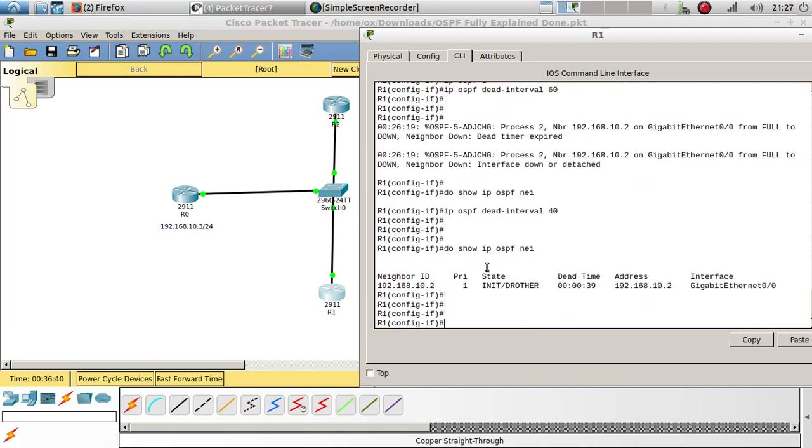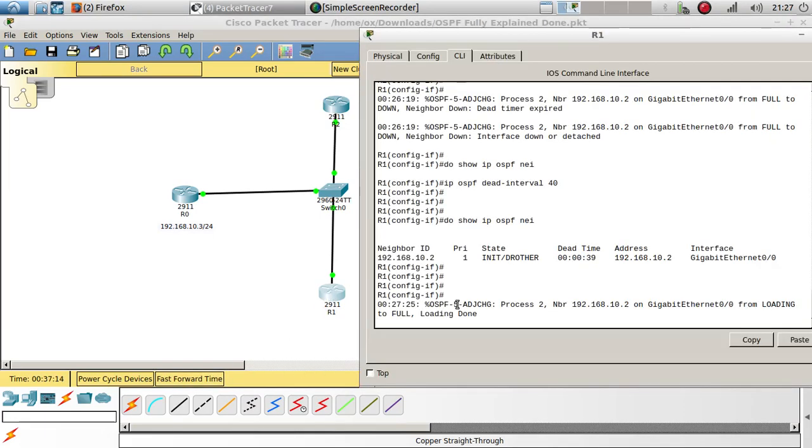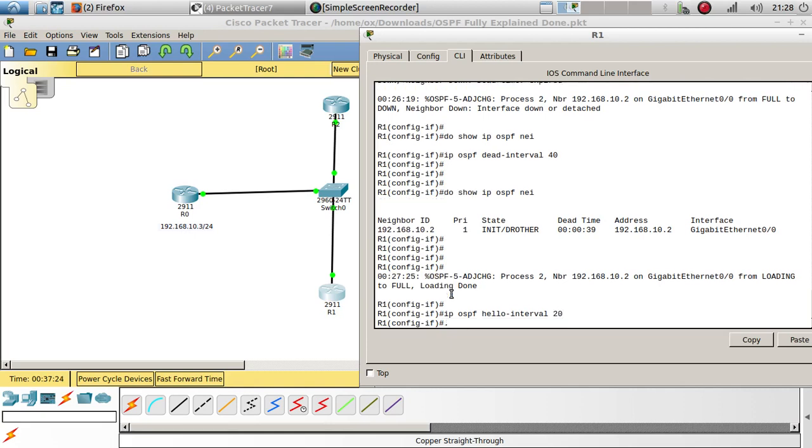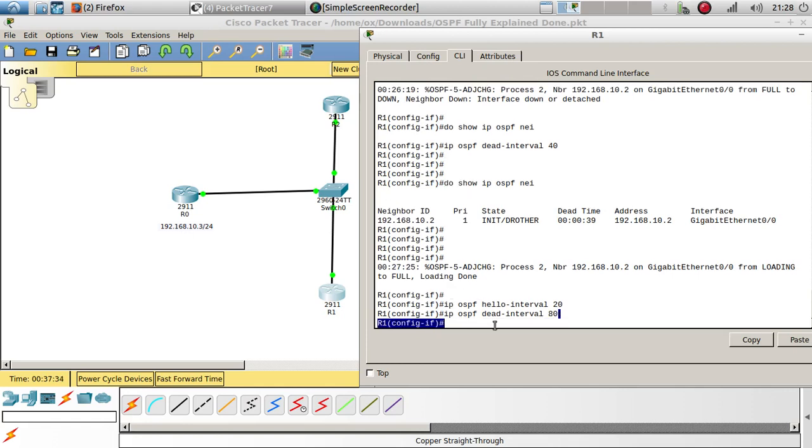And you can see right here that it is initiating. If we fast forward, you can see that now we have a neighbor relationship. So if we set the hello interval to 20, you need to set the dead interval to 4 times 20, which is equal to 80. Okay, so you need to set this up.